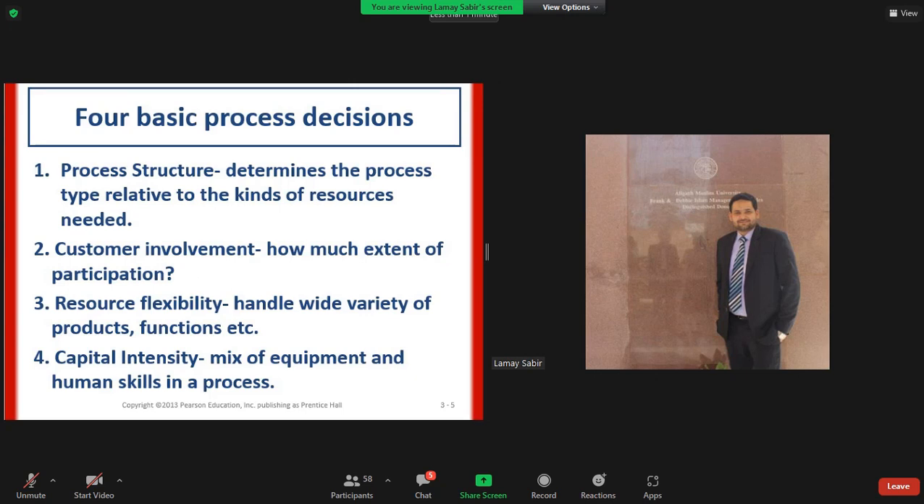Let me give it with an example. If you hire a carpenter, and you want that carpenter to build a wardrobe for you, that will be your 100% involvement. Why? Because you will be doing whatever you wish, whatever partitions you wish, whatever quality of material you wish.